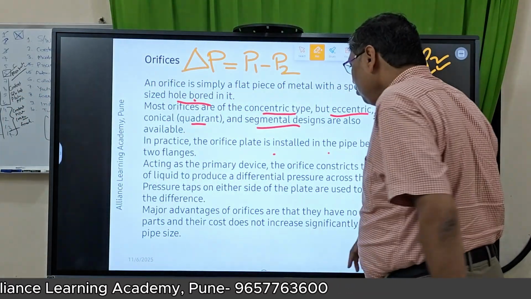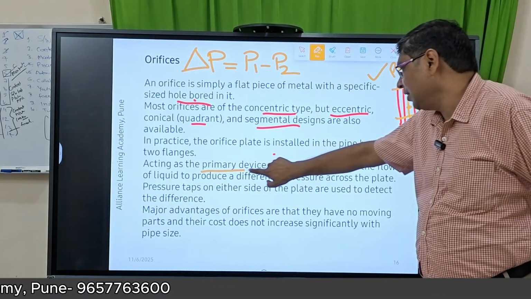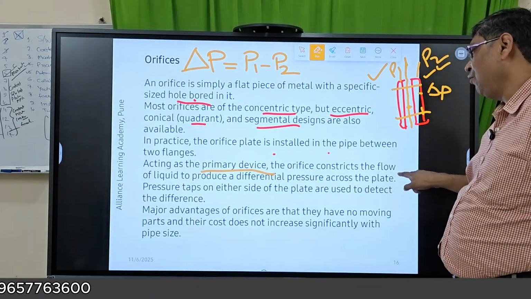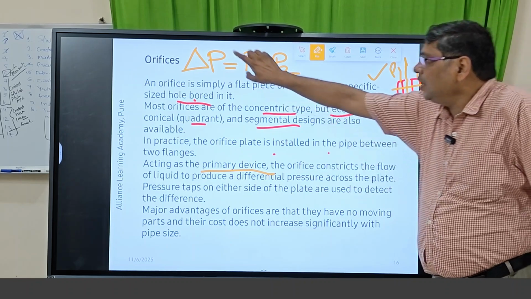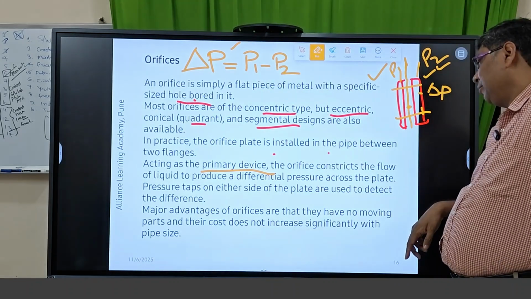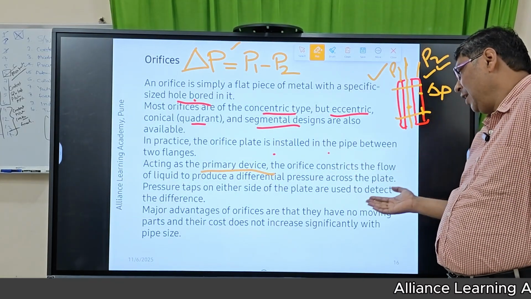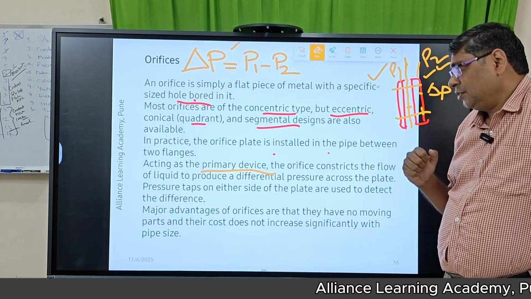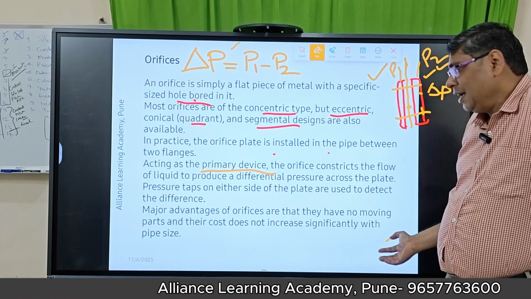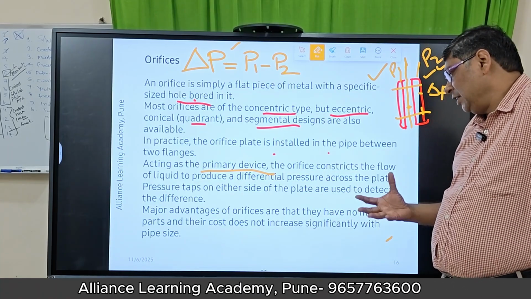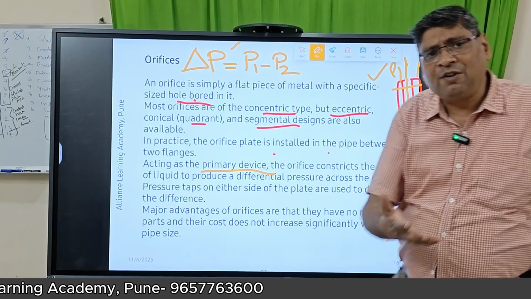Okay, this is acting as a primary device. The orifice constricts the flow of liquid to produce a differential pressure. This is the differential pressure across the plate. Pressure taps on either side of the plate are used to detect the difference. A major advantage of orifices is that they have no moving parts and their cost does not increase significantly with the pipe size.